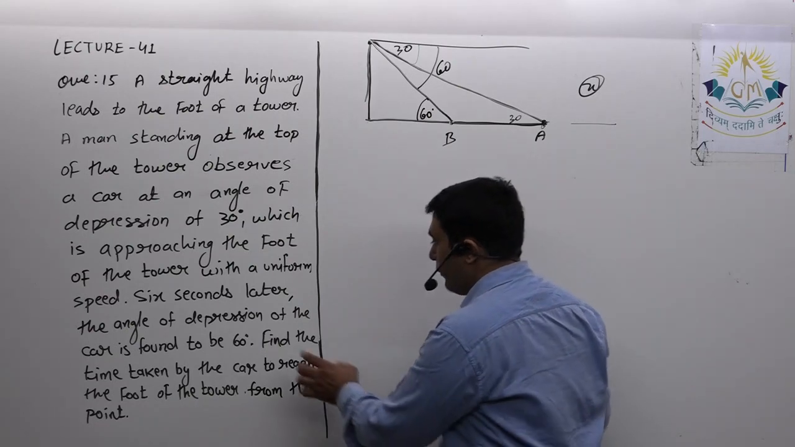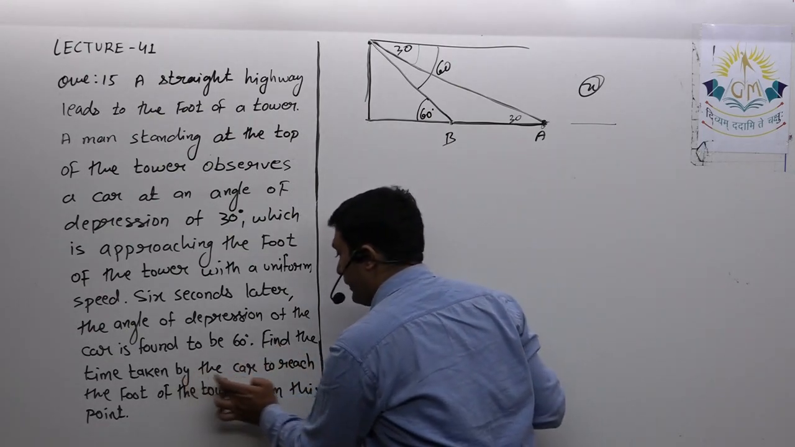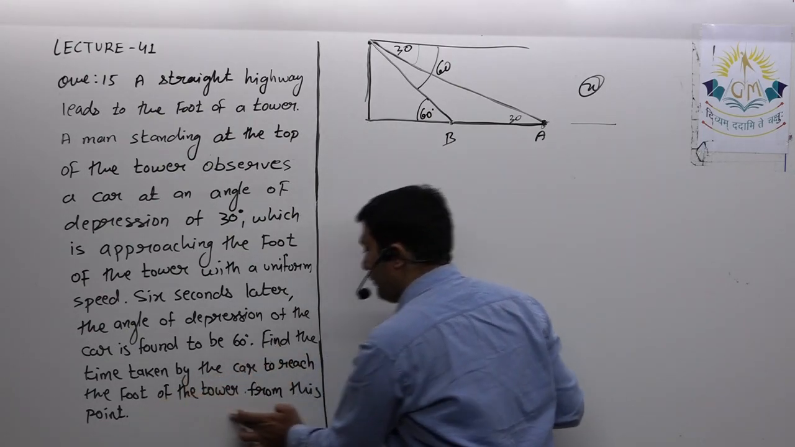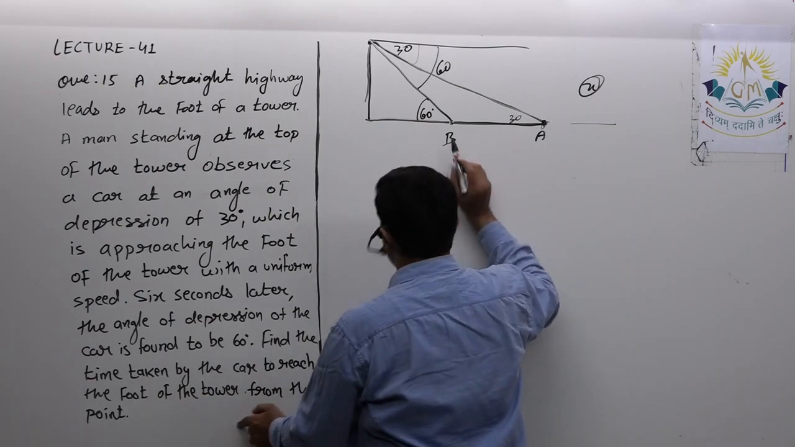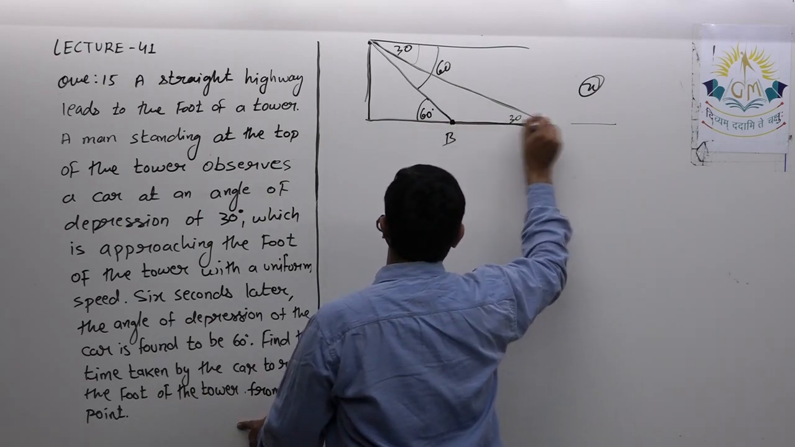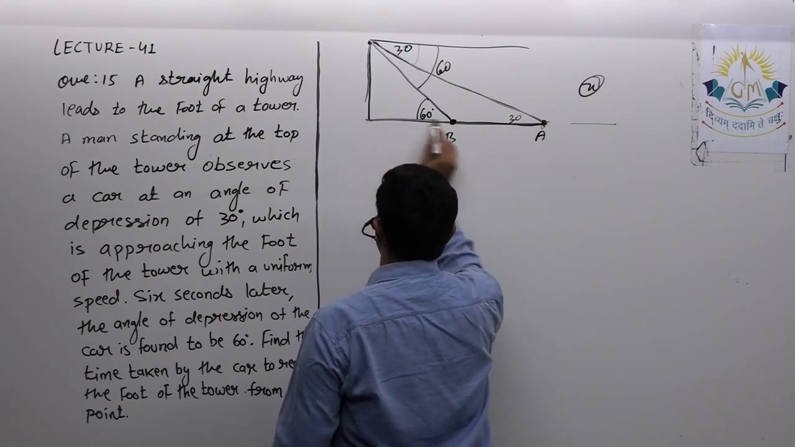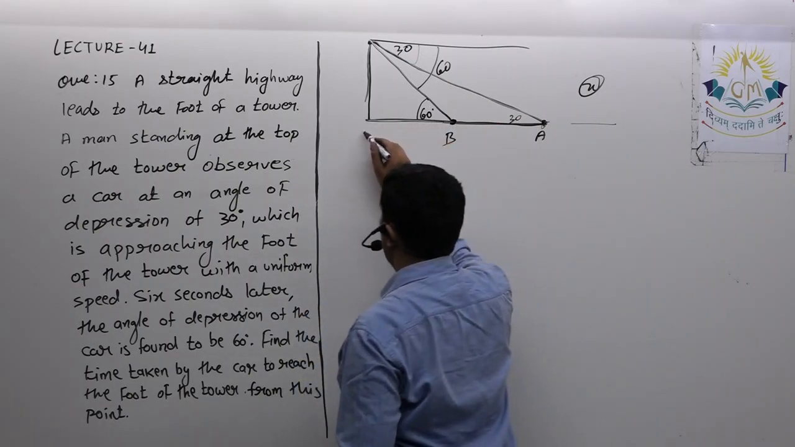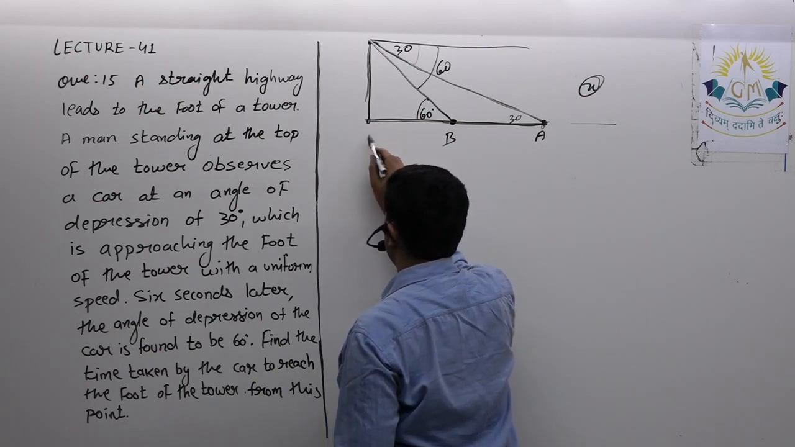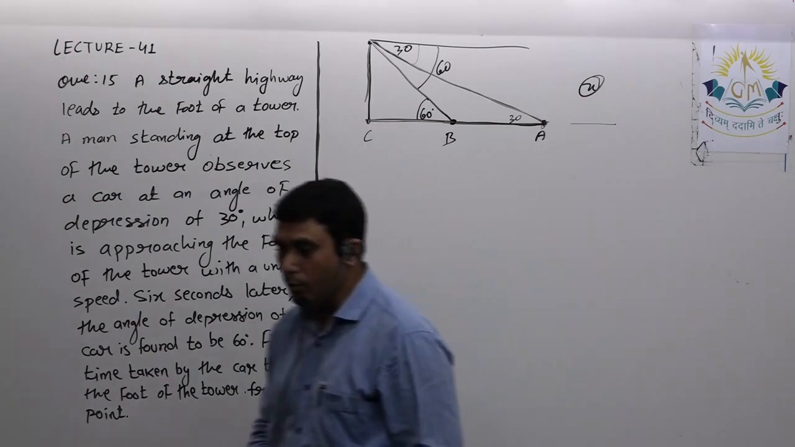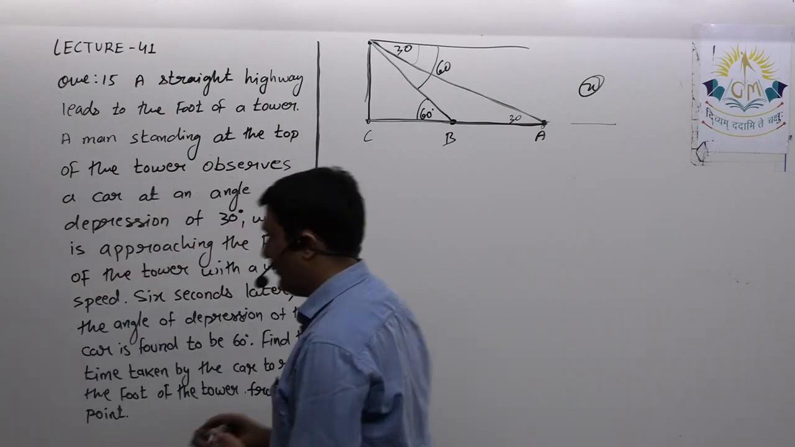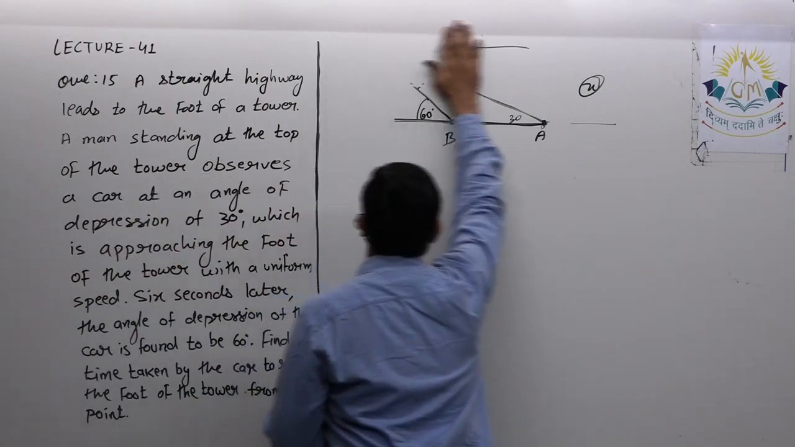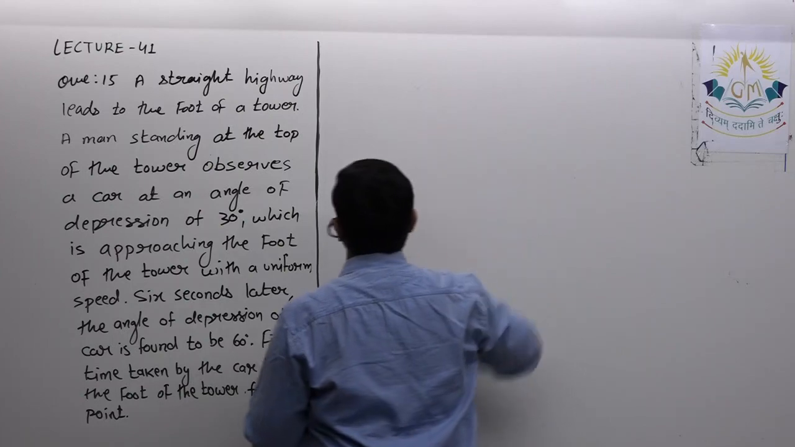Okay, so what we have to find? The time taken by the car to reach the foot of the tower from this point. From this point, not from A. They are asking the time taken by the car to reach this point. So here we have to find the time. Let the point be C. I hope you got the question. Once again, I'm drawing the diagram in a proper way, and once again I will explain you.